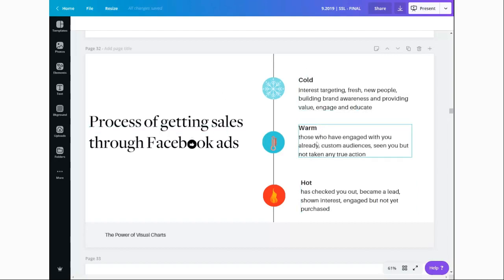Every one of these people can be retargeted. Anybody in here know what retargeting is? Or let's just say, anybody not know what retargeting is?